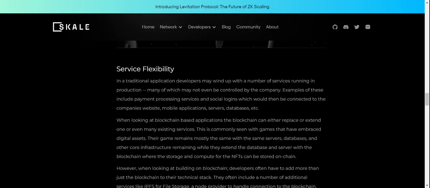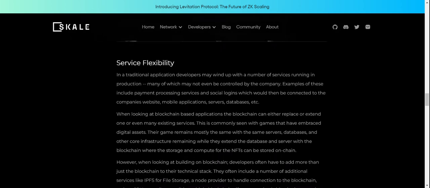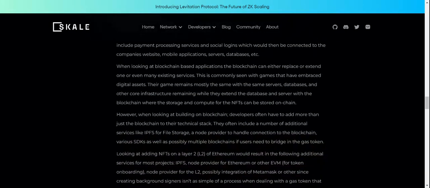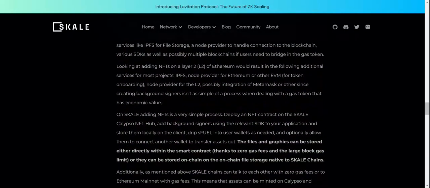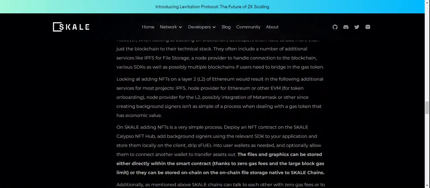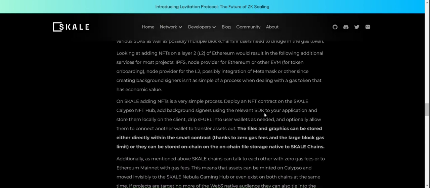Service flexibility. Dis one sef na one of the limitations wey dey stop people from building, but on top scale network, for scale you fit adding NFT dey very simple, na very simple process. You fit deploy NFT contract on scale calypso NFT hub. You fit add background signers using the relevant SDK to your application, and you fit store dem locally on the client. Drip S-Fuel, you fit drop am into your user wallet as dem take need am, and optionally you fit allow dem to connect another wallet to transfer asset out.